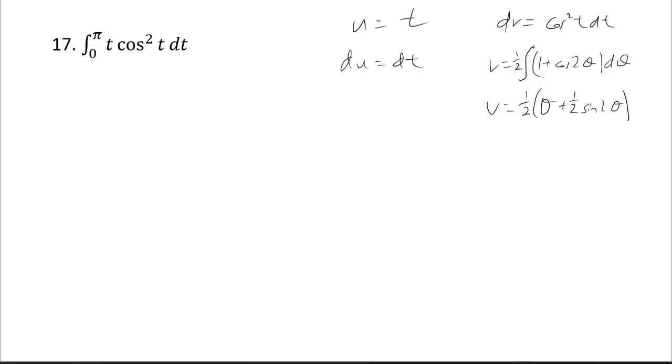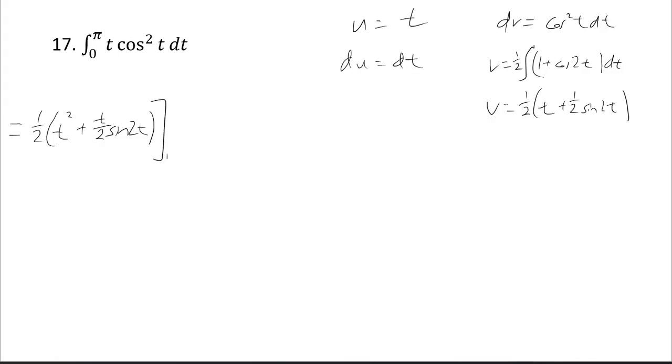Okay, I don't know why I used theta. It's t. Let me change those to a t real quick. I probably remember the half angle identity with theta. That's probably why. Okay, so now the steps are the same though. uv minus integral v du. So uv is half t squared plus t over 2 sine of 2t.